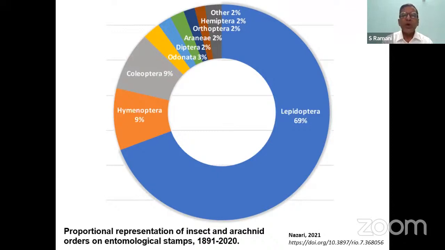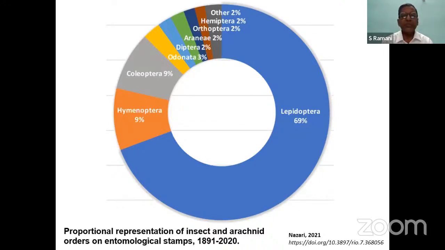So here you see that almost 70% of the stamps that have been produced are lepidopterans, that is the butterflies and the moths, followed only by Hymenoptera and Coleoptera, which are about 9% of the total number of stamps that have been produced on insects. Of course, Odonata, Diptera, and Orthoptera also come into the picture, but the others are very, very minimal. So this is a good picture to show how Lepidoptera, the butterflies and moths, are the most featured on stamps.